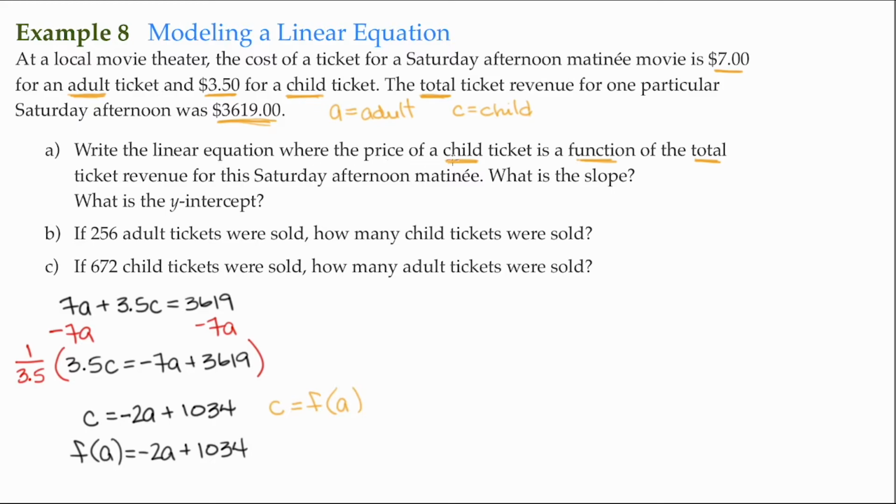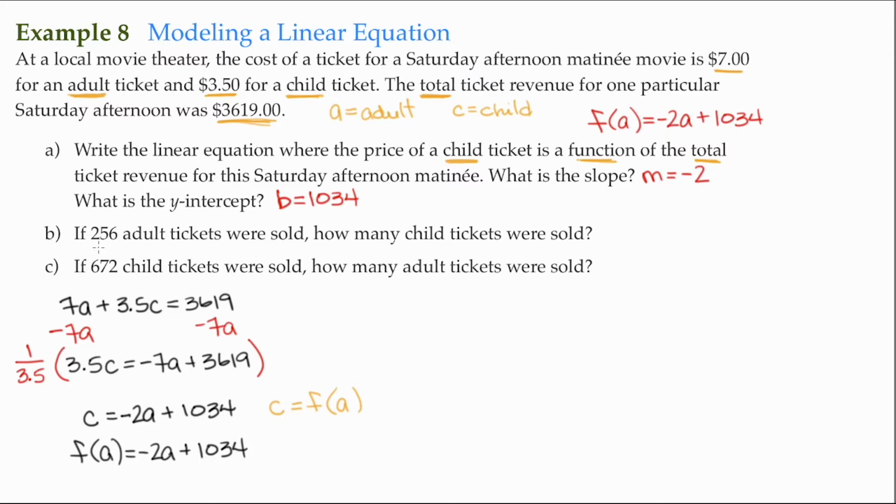So write the linear equation where the price of a child ticket is a function of the total ticket revenue for this Saturday afternoon matinee. That's going to be f of A equal to negative 2a plus 1,034. So then it says, what is the slope? Well, the slope is negative 2, right? So we can say the slope, m, is negative 2. What is the y-intercept? The y-intercept is 1,034. So we could say that b, that's our y-intercept, is equal to 1,034.